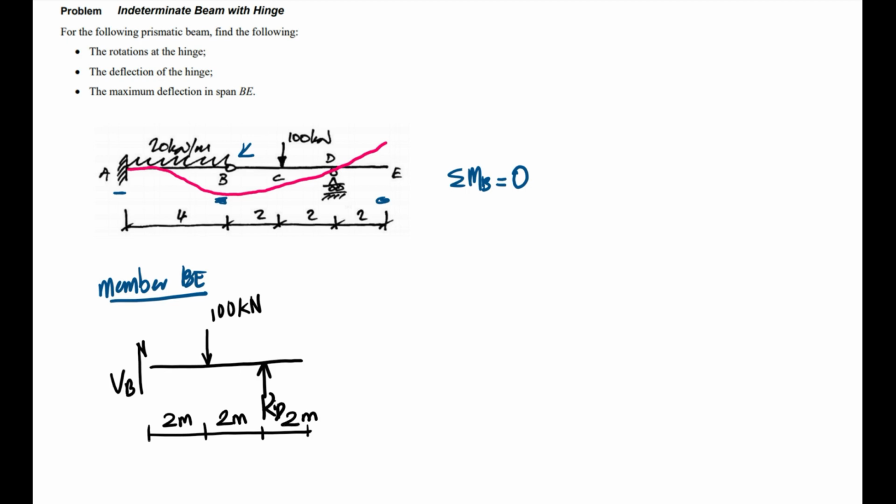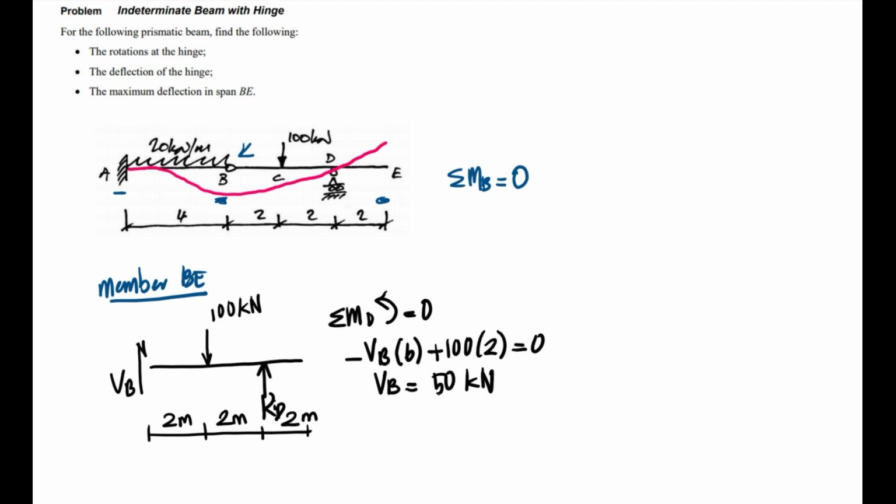So by using the equilibrium equation, summation of moment at B is equal to 0. So VB times 6 plus 100 times 2 equal to 0. So we can find VB is equal to 50 kilonewton. Then by using the force equilibrium equation, VB plus RD is equal to 100. Then RD is equal to 50 kilonewton.